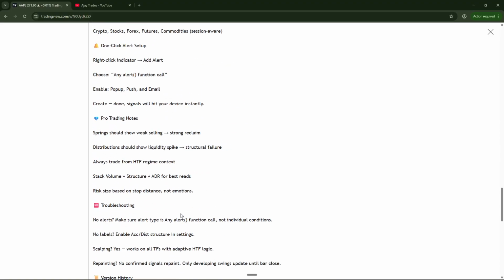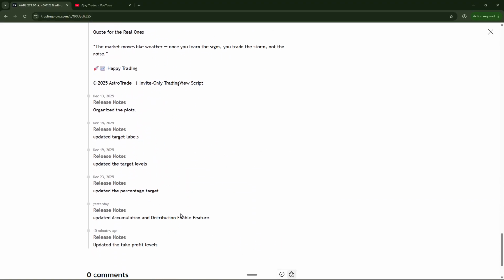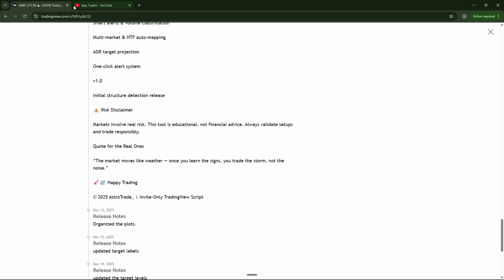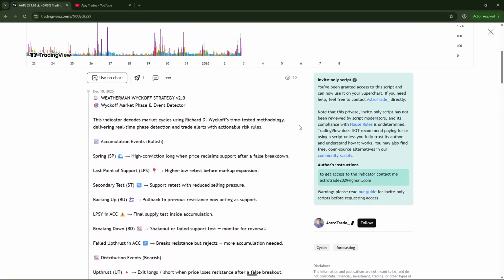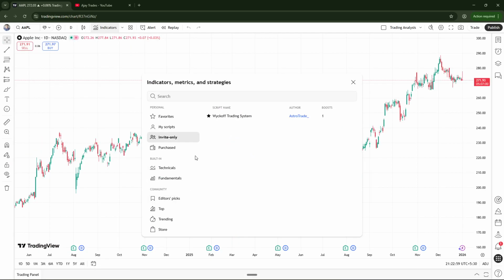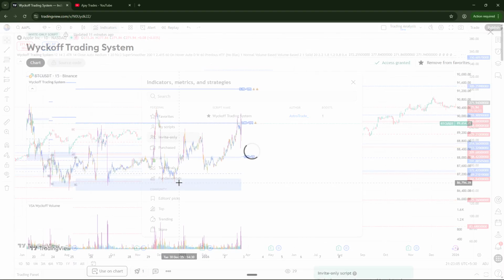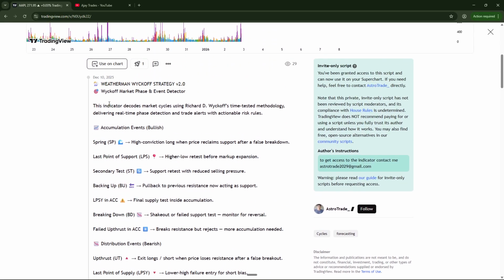You can apply it in any time frame on any chart. So I'll just go ahead and add it to the chart. Let it load. It's going to take a little bit of time. While that's going on, let me show you what it means.